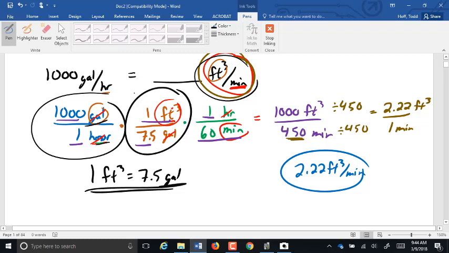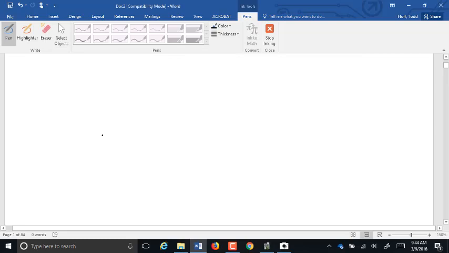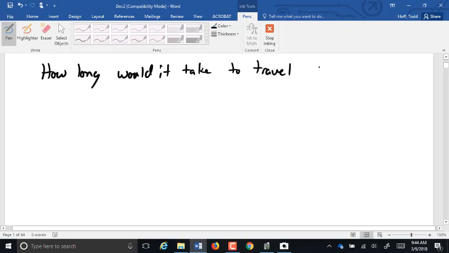Another example of dimensional analysis at work might be, let's say you want to calculate, but you don't know a formula. Let's say I want to know how long would it take to travel 840 miles at 60 miles per hour.